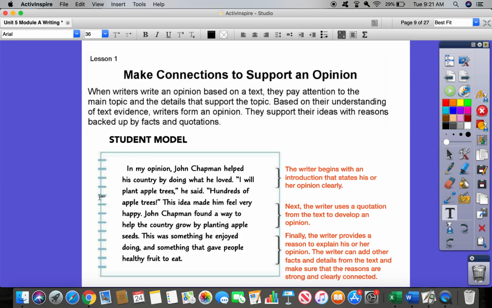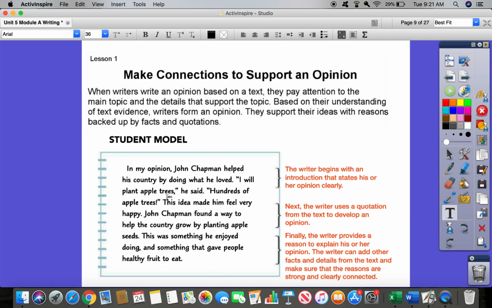So if we were to look here at the student model, it says, "In my opinion, John Chapman helped his country by doing what he loved. 'I will plant apple trees,' he said, 'hundreds of apple trees.' This idea made him feel very happy. John Chapman found a way to help the country grow by planting apple seeds. This was something he enjoyed doing and something that gave people healthy fruit to eat."